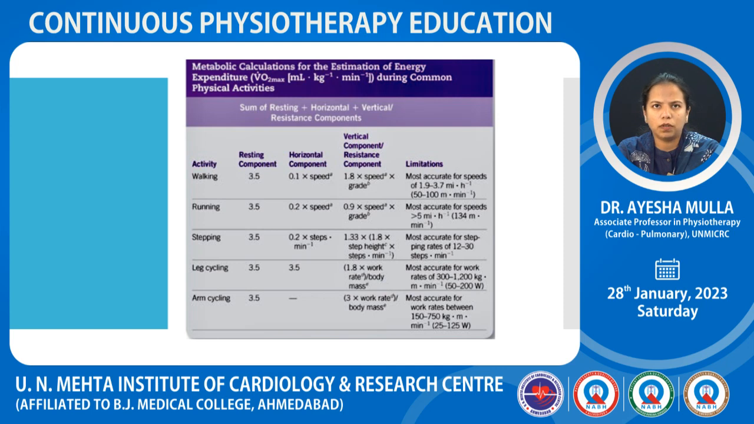Now one table is given for the metabolic equivalent values depending on various activities such as walking, running, stepping, leg cycling and arm ergometry. Generally for the patients we go for walking, cycling and arm cycling. So MET values we can calculate by the formulas given over here.